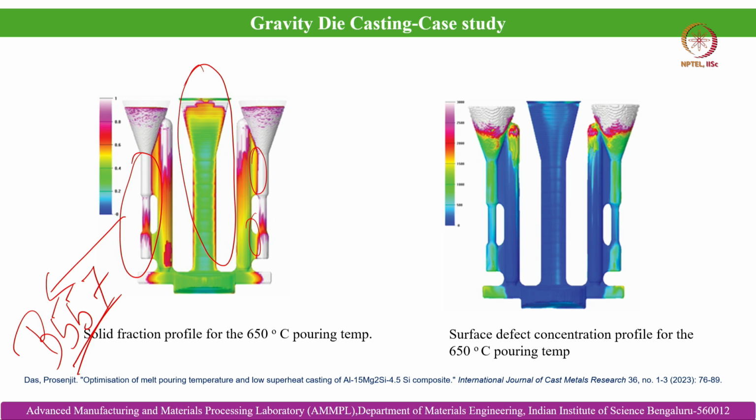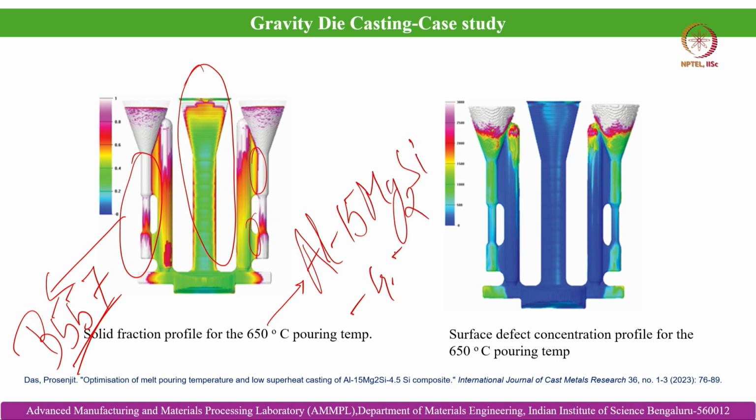This is a typical solid fraction profile in the case of 650 degree centigrade pouring temperature. This is done for a novel composite that we have developed within our group, called aluminum 15 Mg2Si and 4.5 extra silicon. If you are interested, you are very welcome to refer to our papers. This novel composite has a liquidus temperature of 633 degrees centigrade, so the degree of superheat here is only 17 degrees centigrade.